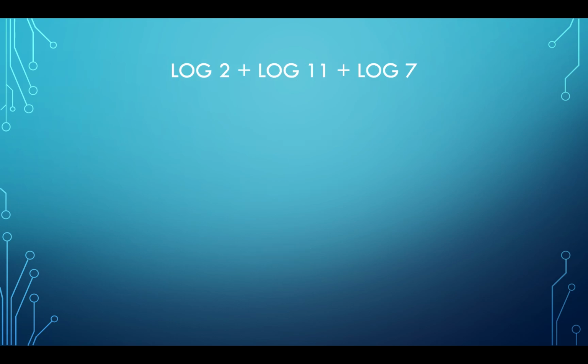How about this one? Log 2 plus log 11 plus log 7. So now, this is expanded form, right? We want to go ahead and condense it. So we do log 2 times 11 times 7. And we can simplify that by multiplying all three of these numbers together. Our final answer would be log 154.